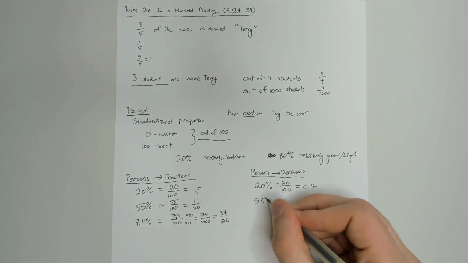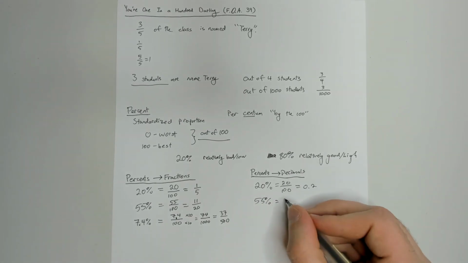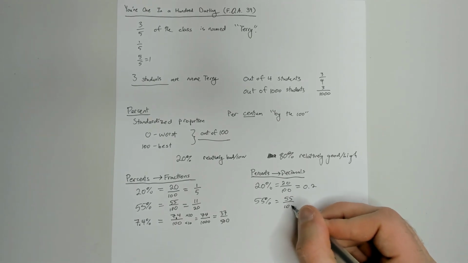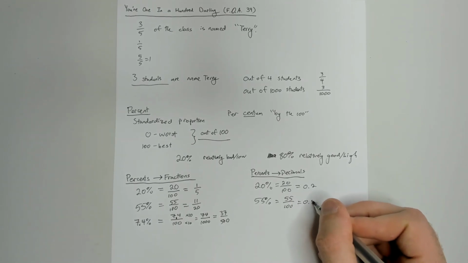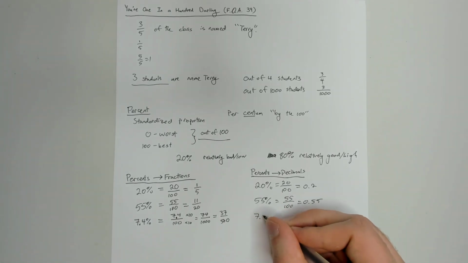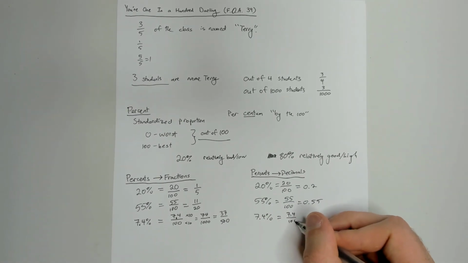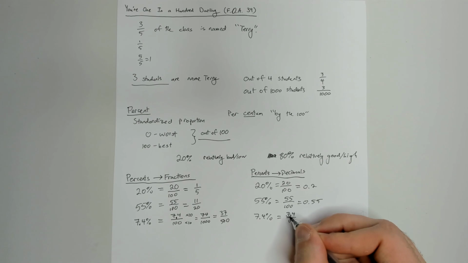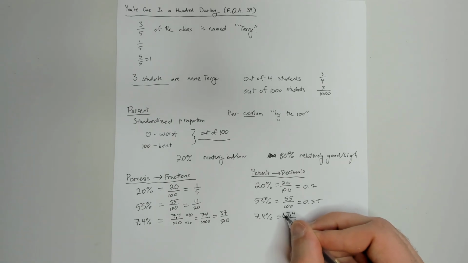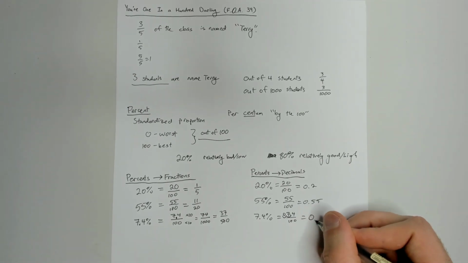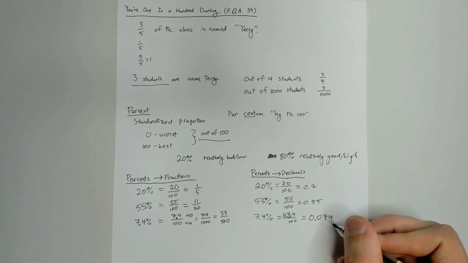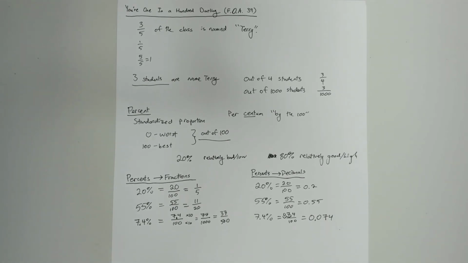For 55%, we get 55 over 100. Slide the decimal over twice, we get 0.55. For 7.4%, we get 7.4 out of 100. Slide our decimal over twice, so we slide it over once, and then we have to slide it over again, so we'll put an imaginary 0 here. And what this gives us is 0.074. So this is the decimal that represents 7.4%. So converting percents into decimals literally just corresponds to sliding your decimal over 2 times.